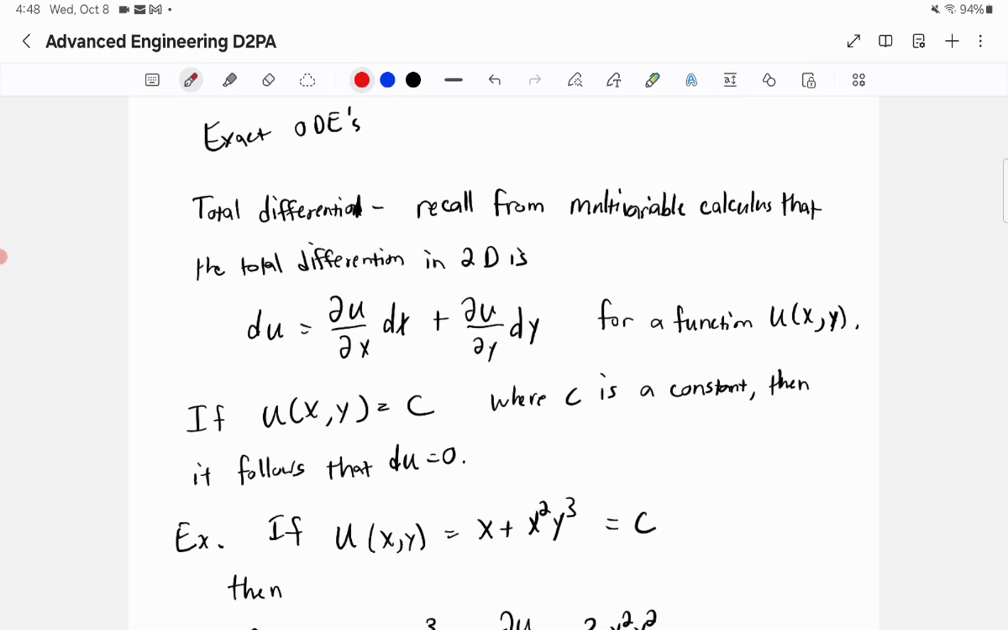So, exact differentials. The total differential, we can recall from multivariable calculus, looks something like this. So this is like a multivariate thing, right? We have a function u of x, y, and the total differential is du, so taking the derivative of the function u here is going to be equal to the partial derivative of u with respect to x times dx plus the partial derivative with respect to y of dy.